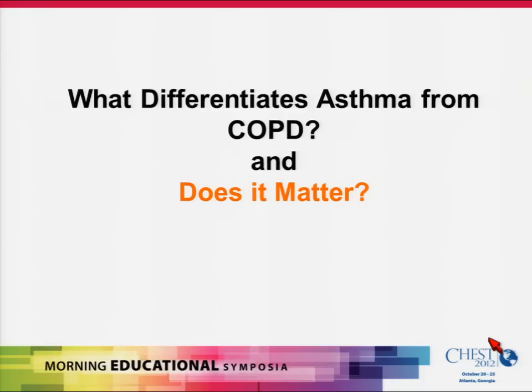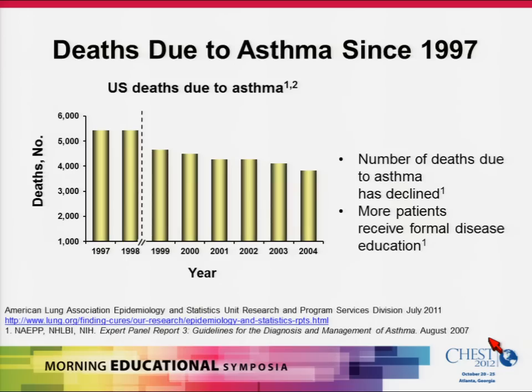Certainly it matters in studying drugs and clinical trials. I think that would be obviously important. Yes, it matters when a primary care physician will be afraid to use, for example, a long-acting beta agonist because he's afraid that he can't distinguish asthma and COPD, and he doesn't want to give it to a COPD patient because he may have asthma. Yes, it does matter for one other reason, and that is that we've seen a steady decline of asthma deaths since the late 90s, a very positive thing.